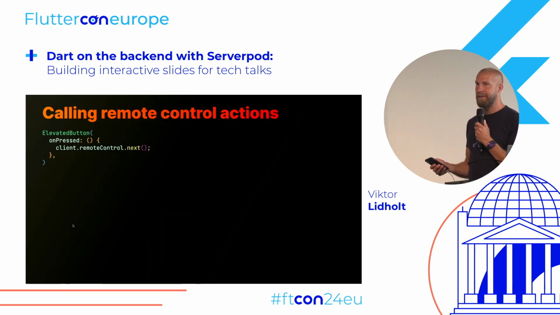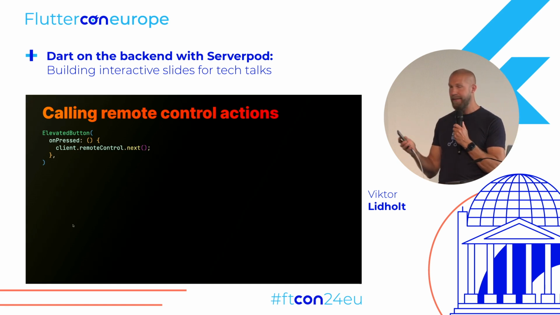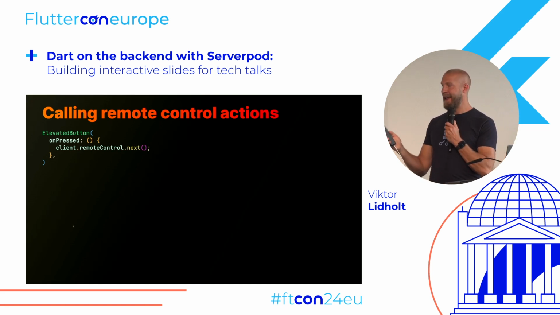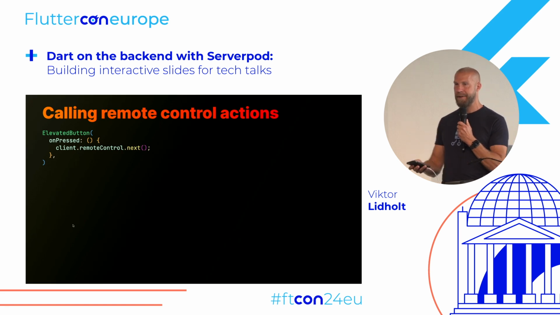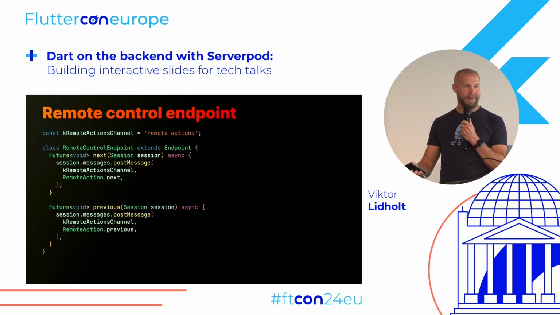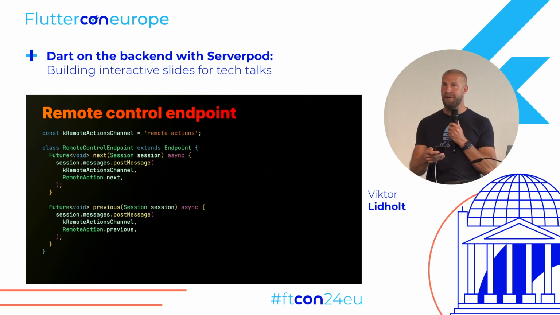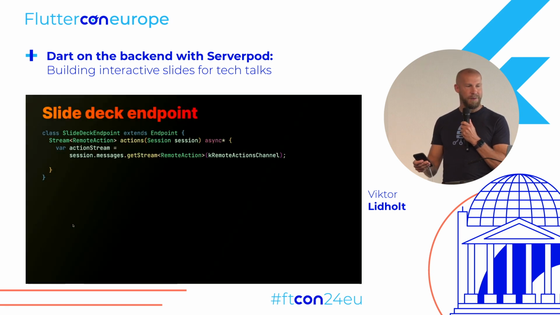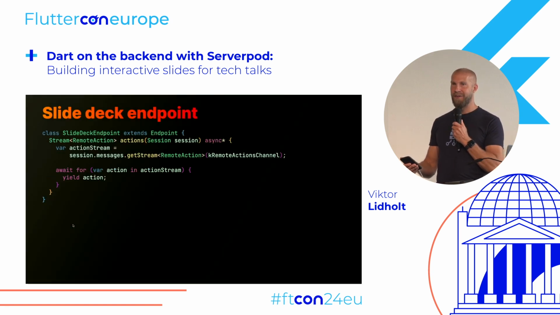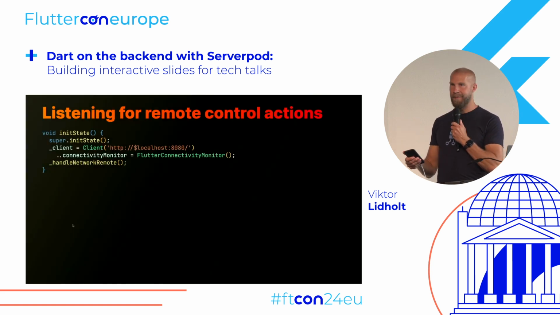Let's look at how we call these methods from our apps. This is from the remote control. I just have an elevated button for the backend forward button. When I press it, I go to the client, remote control is the name of the endpoint, and call the next method. Let's skip back a few slides. What's happening here? We're accessing the next method on the server. We post that message in the internal messaging system of the server, which will then be passed on, because we listen to that stream in our other endpoint that we connect to with our slide deck, and return those values.